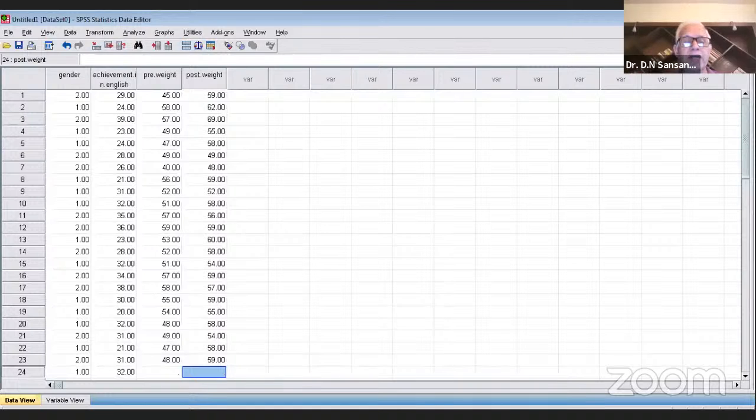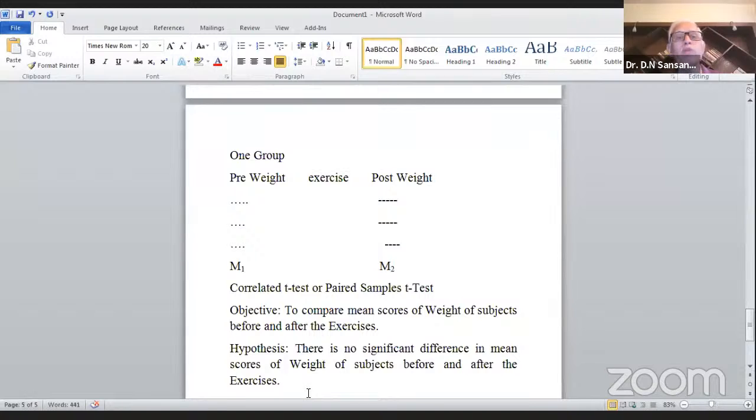I'm now going to share my document file. Are you able to see my document, my Word file? Yes, sir, it is visible.